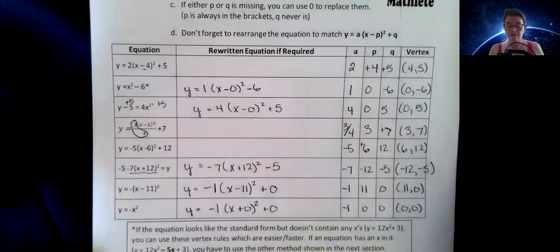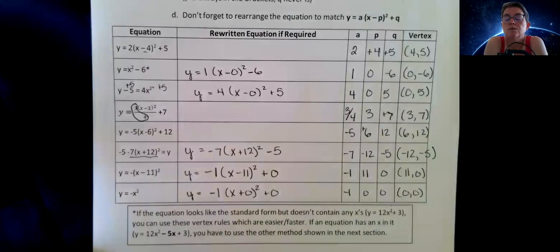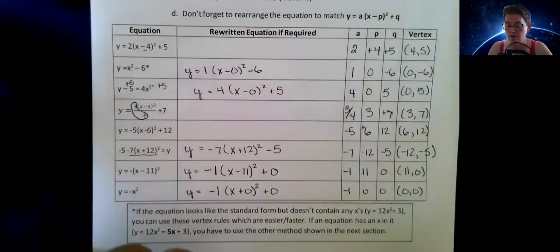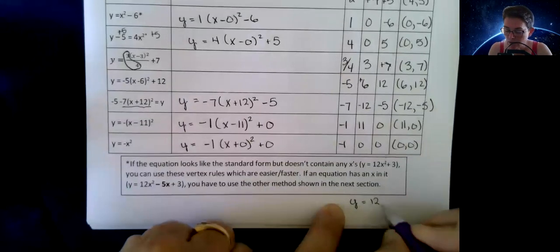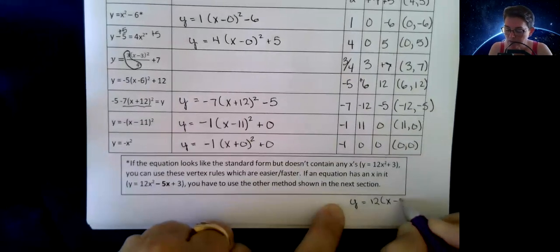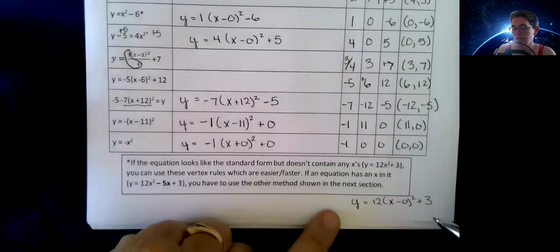Alrighty. And just a little hint there. If the equation looks like a standard form but doesn't contain any x's, you can use these vertex rules. Right? So this one right here, you could use, and you would make, can you see at the bottom? Y is equal to 12 x minus 0 squared plus 3. And then your vertex is at 0 and 3.